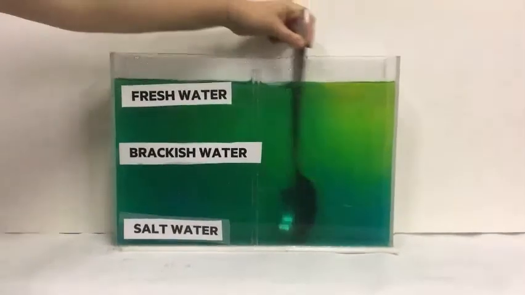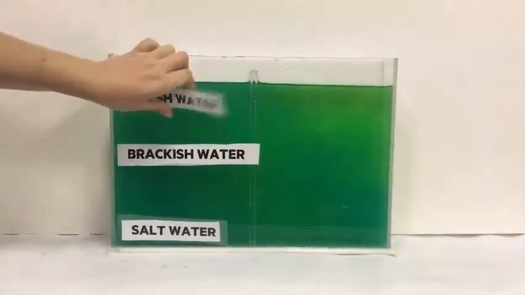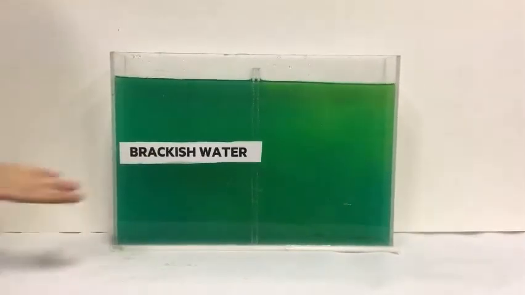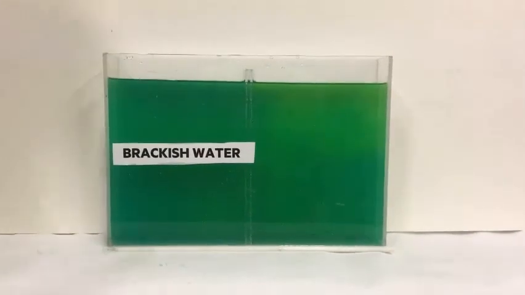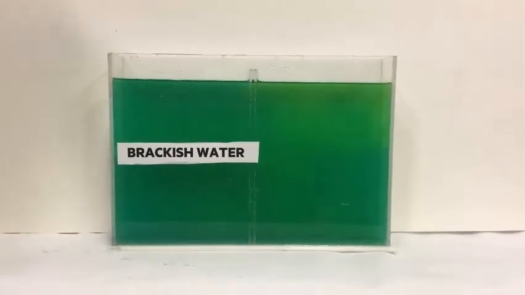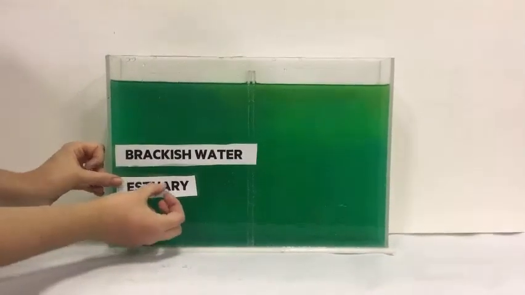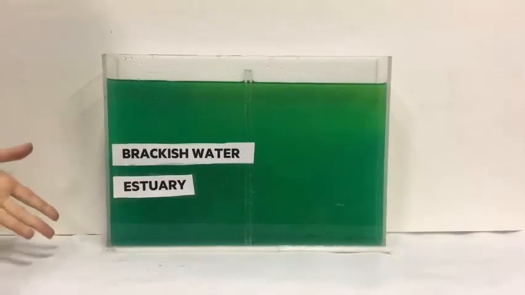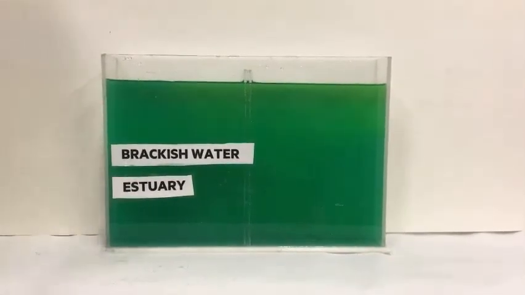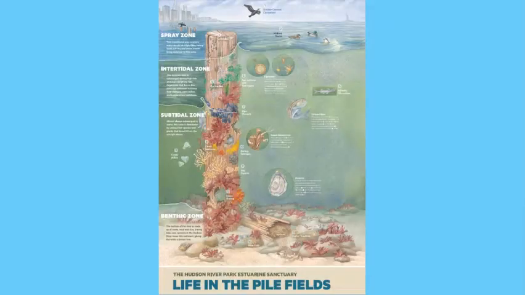All of this actually creates the water to mix together, and you'll see it's actually more green throughout or brackish throughout. Now, brackish water is a water that's associated with a really productive environment called an estuary. So Hudson River Park's waters are an estuary environment, meaning that it's a place where salt and fresh water meet and mix together. Thanks, Tina.